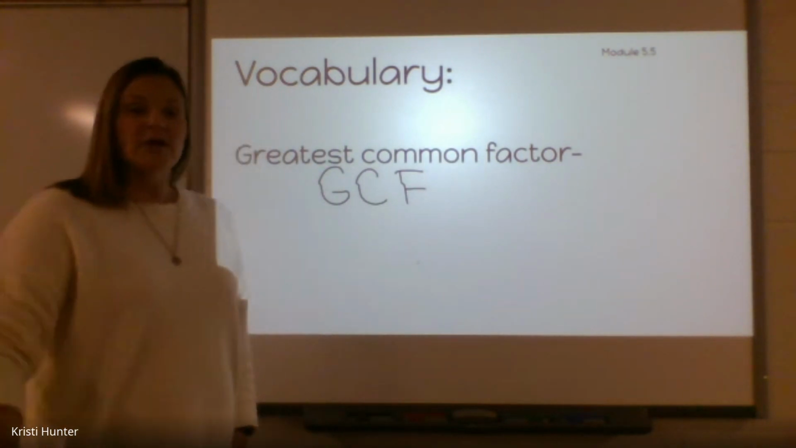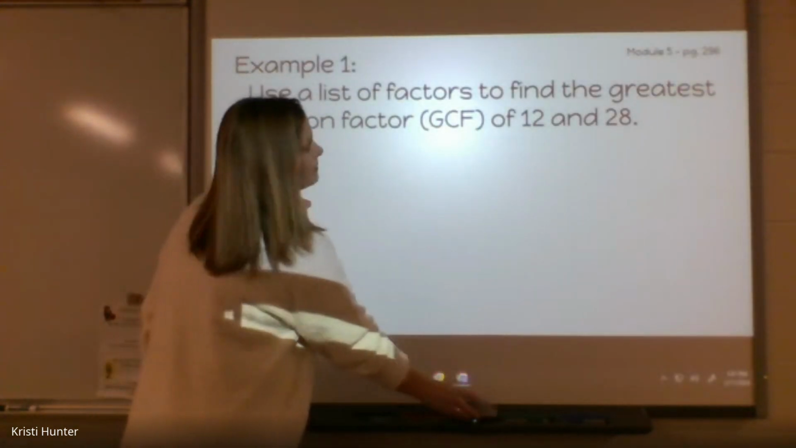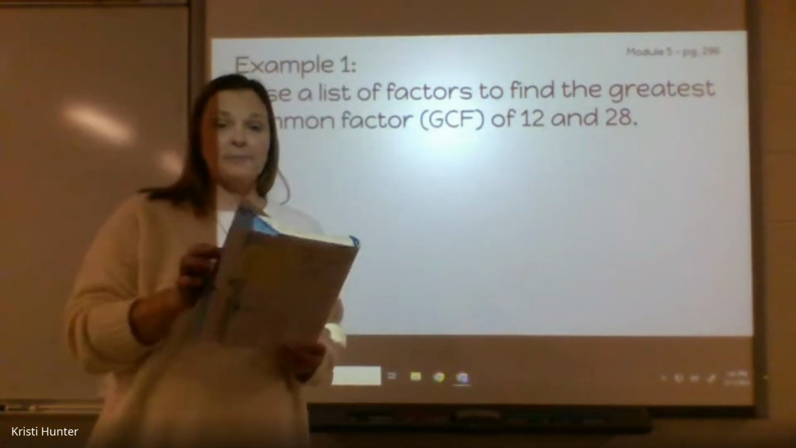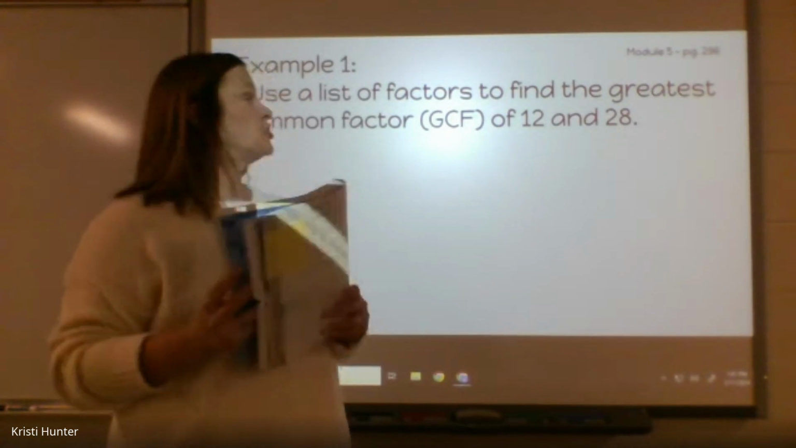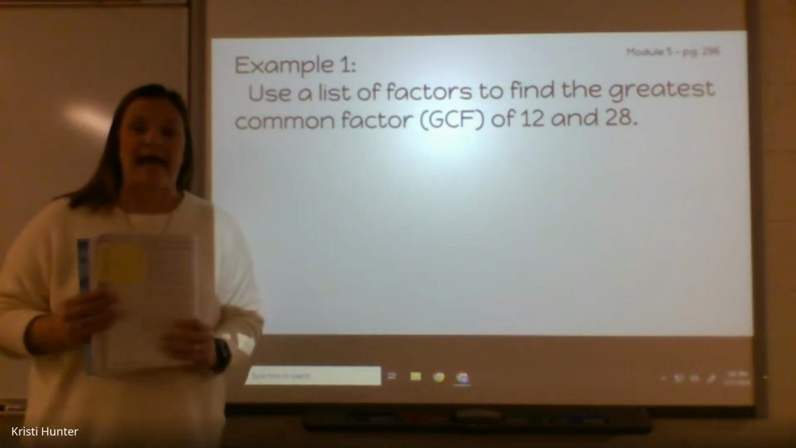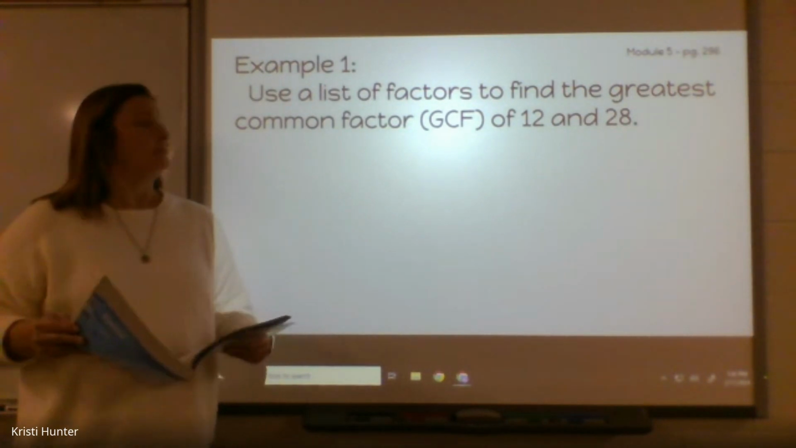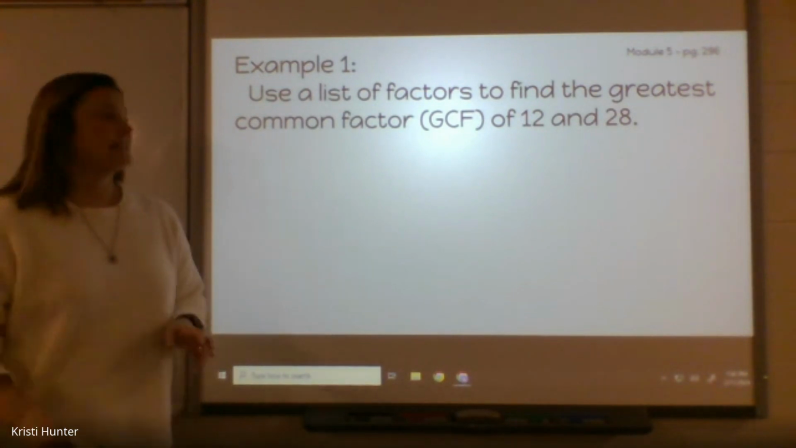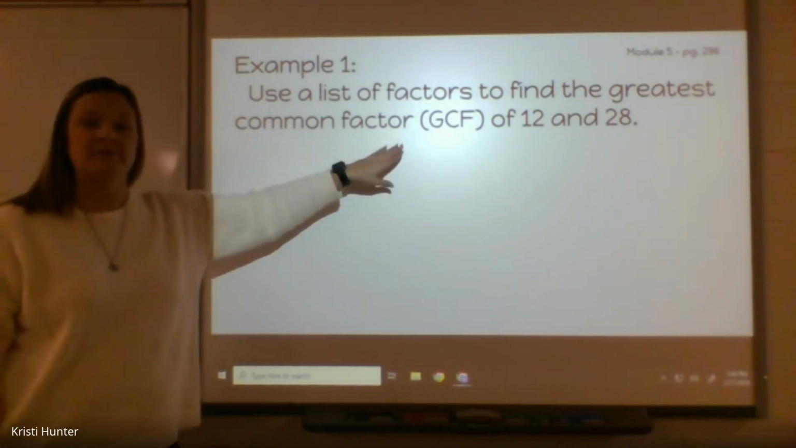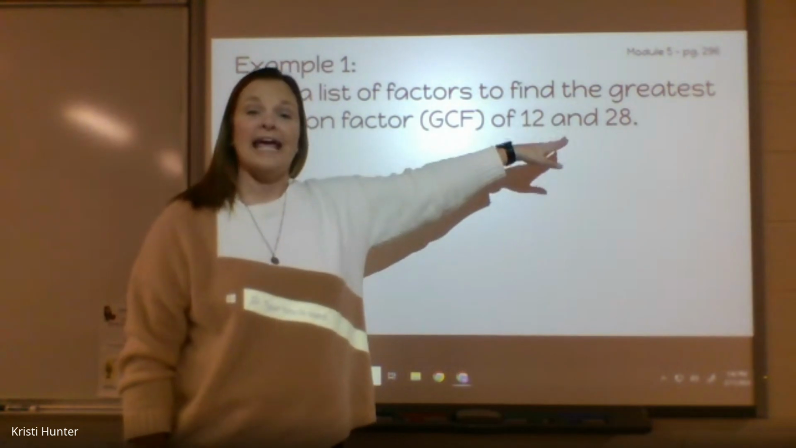All right, so let's get started with today's lesson. In your book, I need you to find page 296. So grab your math book, open it to page 296, and we are going to look at example 1. Example 1 says this: use a list of factors to find the greatest common factor, there it's abbreviated, the GCF, of 12 and 18.